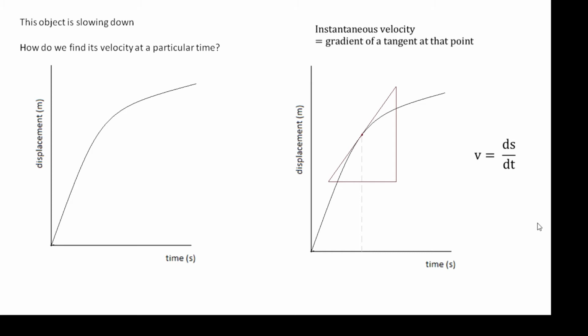And the rate of change of displacement is ds/dt. v = ds/dt. I'm going to use s for displacement. And this is what we call the instantaneous velocity. It's the gradient of a tangent at that point. If ever you have to do it accurately, draw a nice big triangle to get the gradient of the tangent. Of course, if you know the equation for displacement against time, you could always differentiate it.